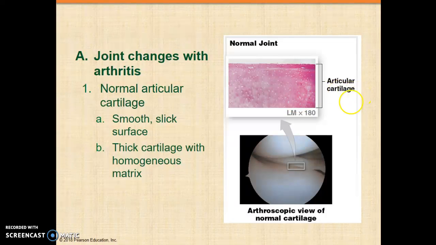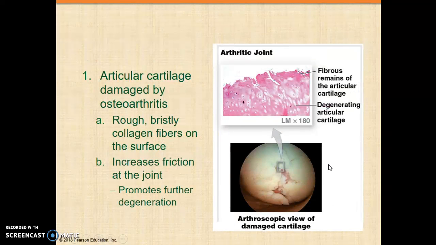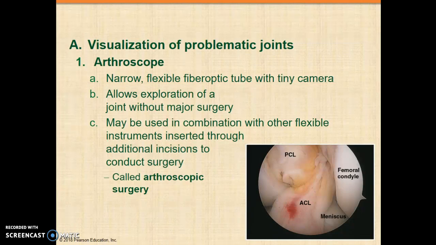With wear and tear, the joint will change. Here you can see normal articular cartilage with a smooth surface. Here you can see smoothness in this cartilage. This is inside the knee using arthroscopy. And here is the damaged cartilage. You might also see this damage on an X-ray, as the bones will be closer together with the damaged cartilage. So we can use that arthroscope to look inside at the damage to a knee. It's called arthroscopic surgery.